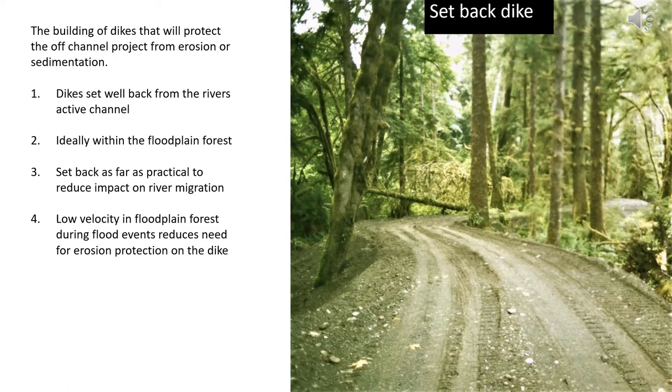But we do not want to train the river. So we set well back from the river in the floodplain forest. It's a soft berm. It's not meant to stop the river. If the river erodes that forest away, it typically will erode these berms away, and at some point potentially occupy where the groundwater channel is.